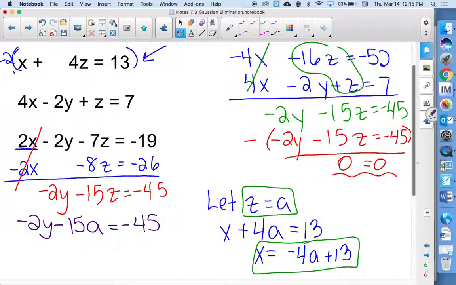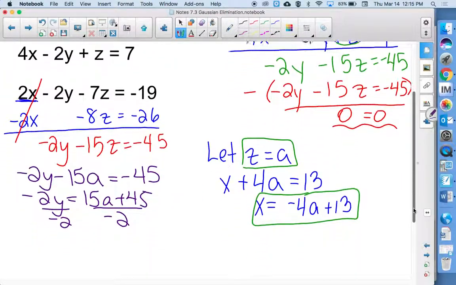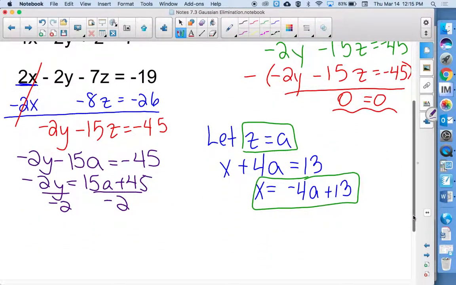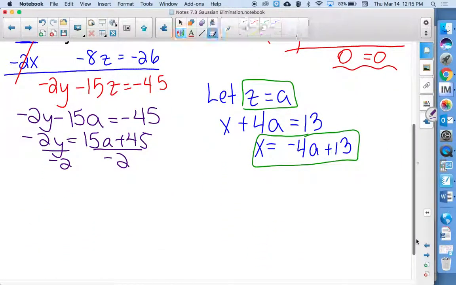So if we take the 15 to the other side, we end up with 15a plus 45, and then when you divide by -2, hopefully I have more space over there. Miss Kay, would it be 15 minus 45? I think I said minus. I just don't think I wrote it. Did I say plus?